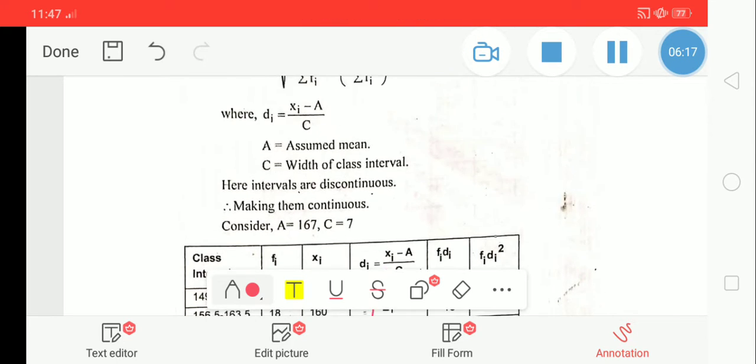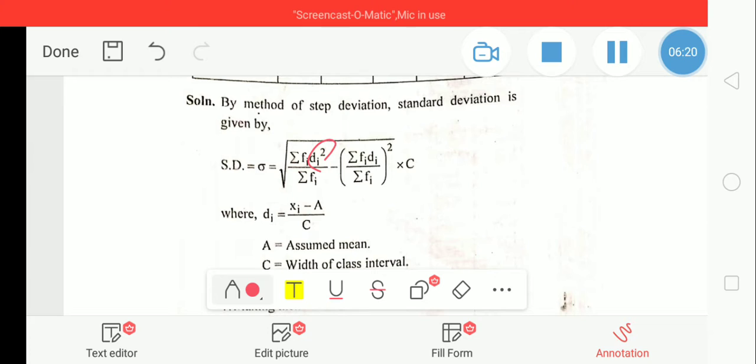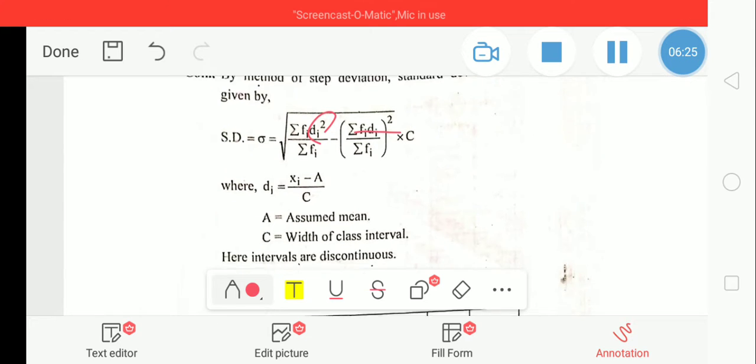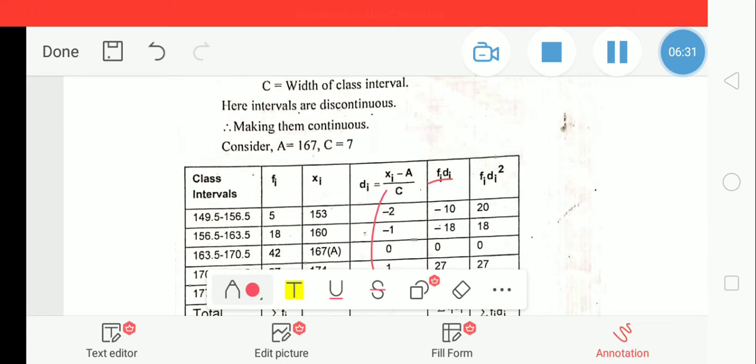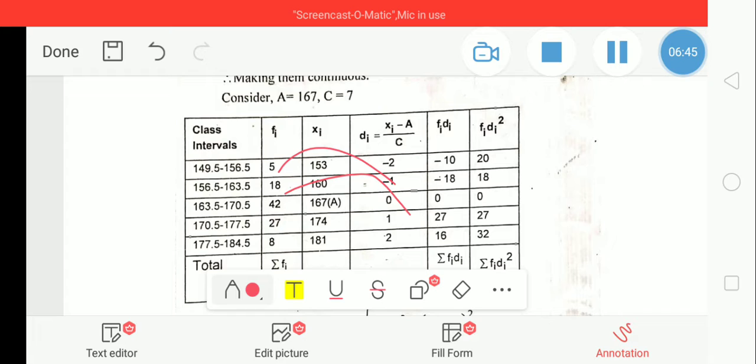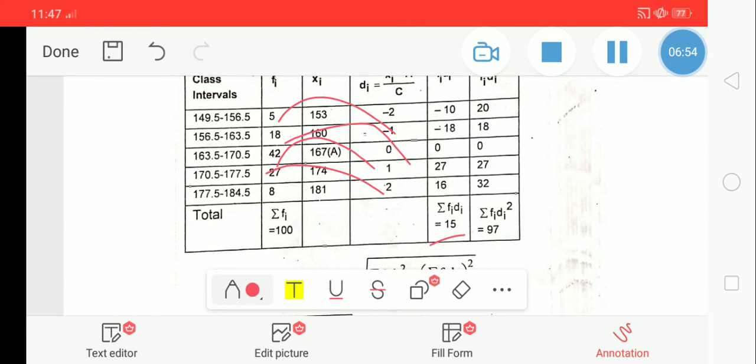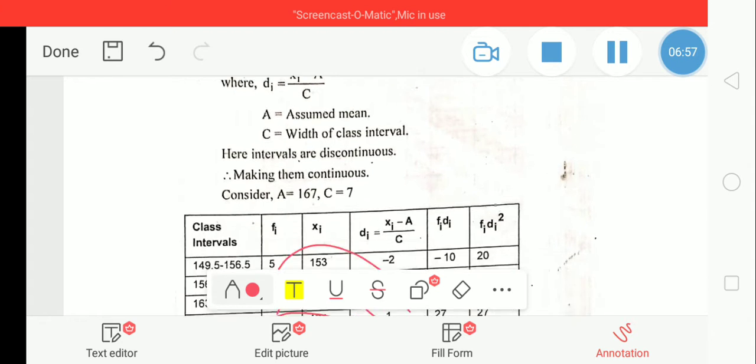So this is di, but we also want di square and the summation of fi multiplied by di. So first we want fi multiplied by di. So 5 multiplied by minus 2 is minus 10. 18 multiplied by minus 1 is minus 18. 42 multiplied by 0 is 0. 27 multiplied by 1 is 27, and 8 multiplied by 2 is 16. Now we take the summation of fi di.